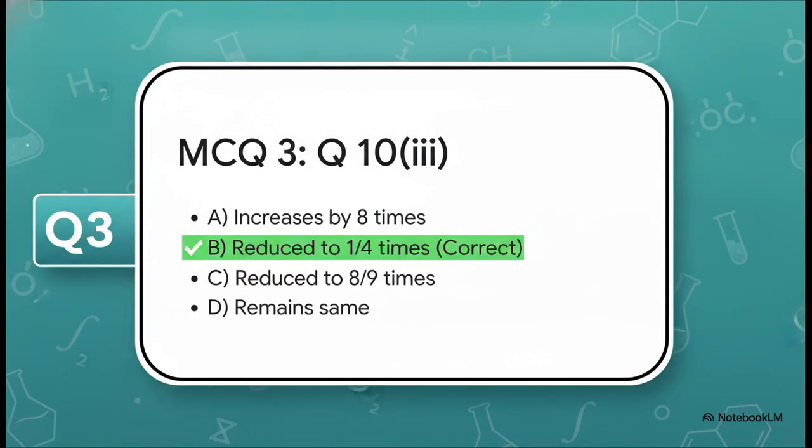Awesome. MCQ 3, pulling from that math-heavy question 10, specifically part III. If rate equals k a squared b L to the power of 3/2, what happens if the concentration of A is halved? A, increases by 8 times. B, reduced to 1/4 times. C, reduced to 8/9 times. D, remains same. Think about it. Since A is squared, 1/2 squared becomes 1/4. Lock in your guess, and the answer is B. The rate is reduced to 1/4 times.